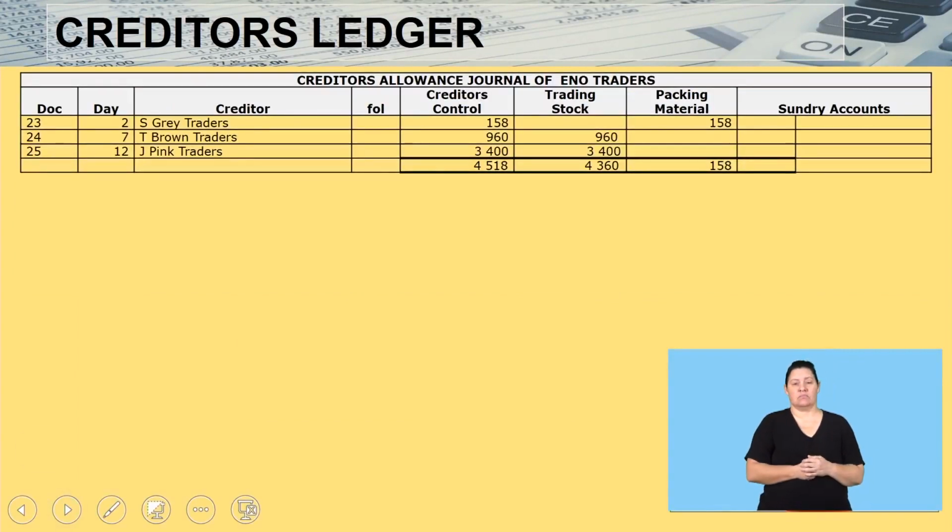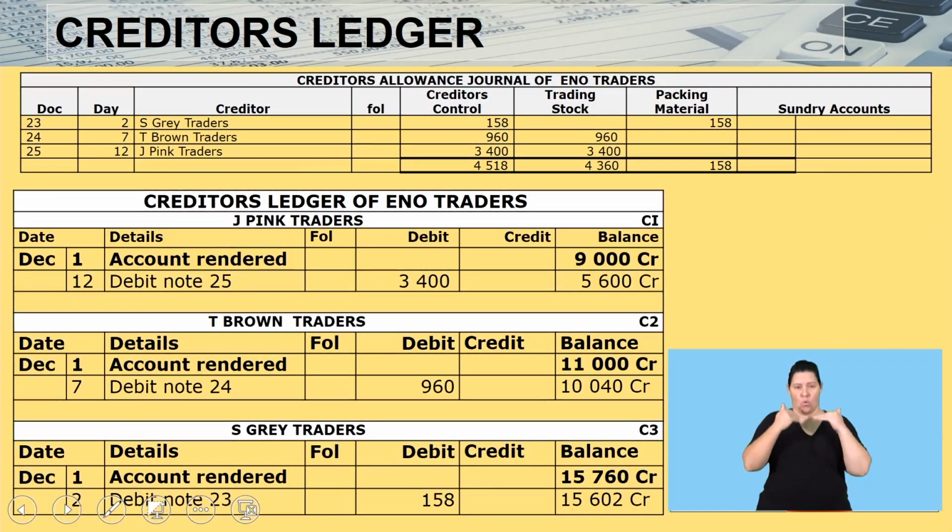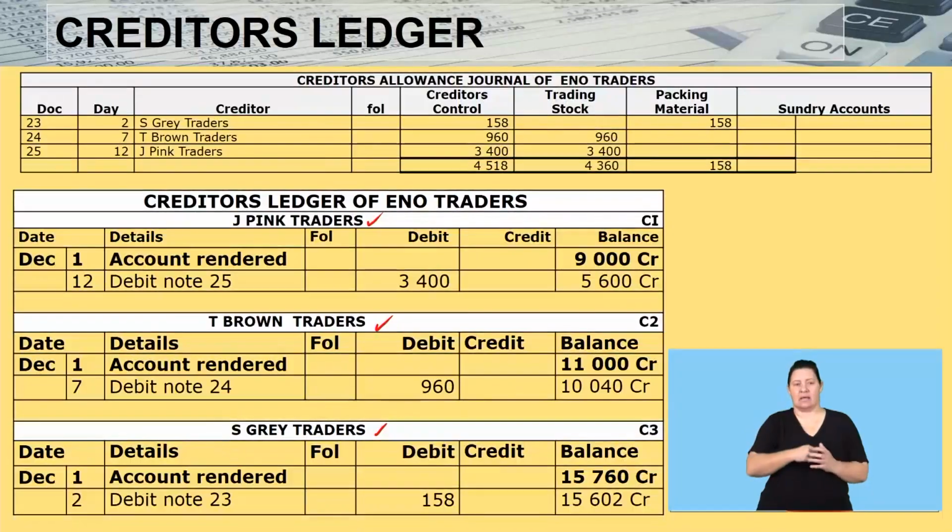Here is our creditors allowances journal again, and then we now have our creditors ledger. So we have three creditors: Pink Traders, T Brown, as well as S Gray Traders. At the beginning, we already owe our creditors some amount. We'll start with J Pink. We have account rendered 9,000. That's a credit balance. That is an amount that we're already owing.